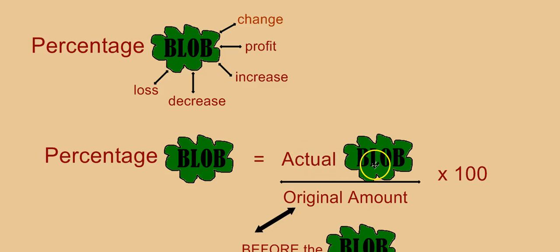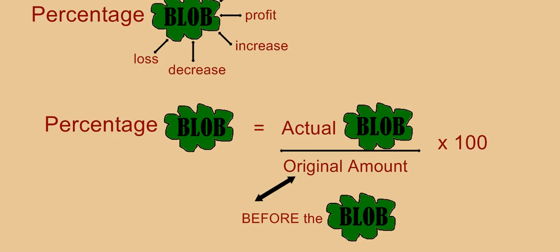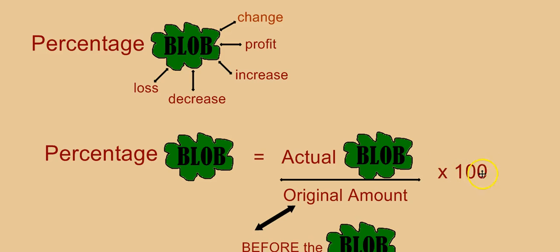The way to calculate percentage blob is to find the actual blob. So if we're finding percentage profit, it's the actual profit. We're going to divide by the original amount, and this is before the blob occurred, so before the profit occurred, and then to make it into a percentage we're going to multiply by 100. In my videos, the only time you'll ever see me multiplying by 100 or dividing by 100 is for percentage blob, because I figure it's the easiest way to do it. So if you have a question that asks for percentage increase, then you will look for the actual increase. How much has one amount increased to make the other amount? You will divide by the original amount before the increase, and then you will multiply by 100.